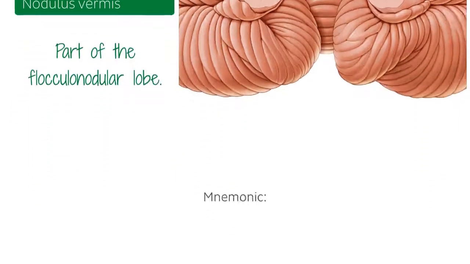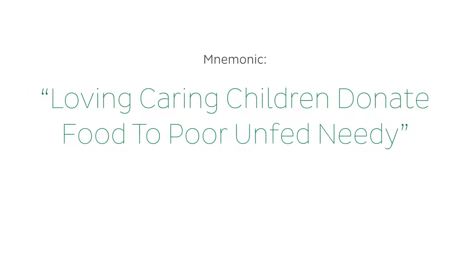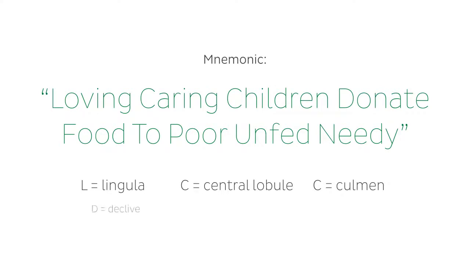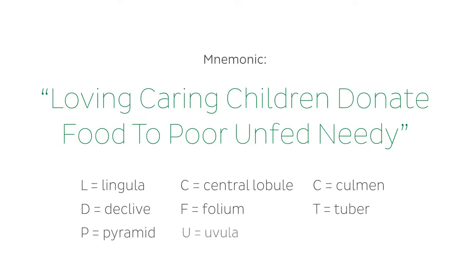Now, the lobules of the vermis can be better remembered with the aid of the following mnemonic. Loving, caring children donate food to poor and fed needy. So L for lingula, C for central lobule, another C for culmen, D for declive, F for folium, T for tuber, P for pyramid, U for uvula, and N for nodule.